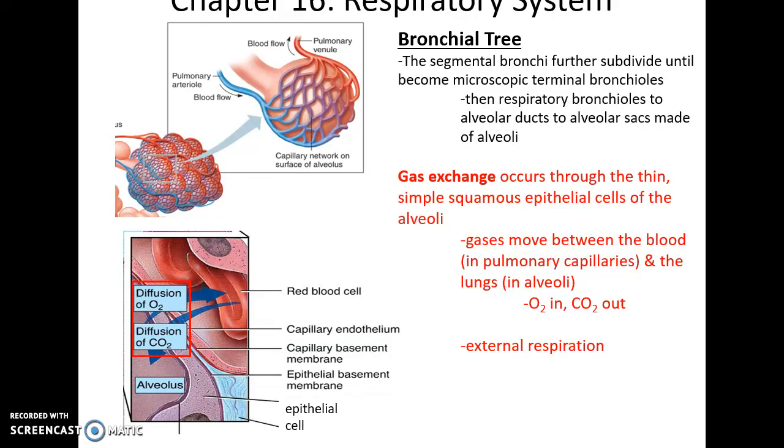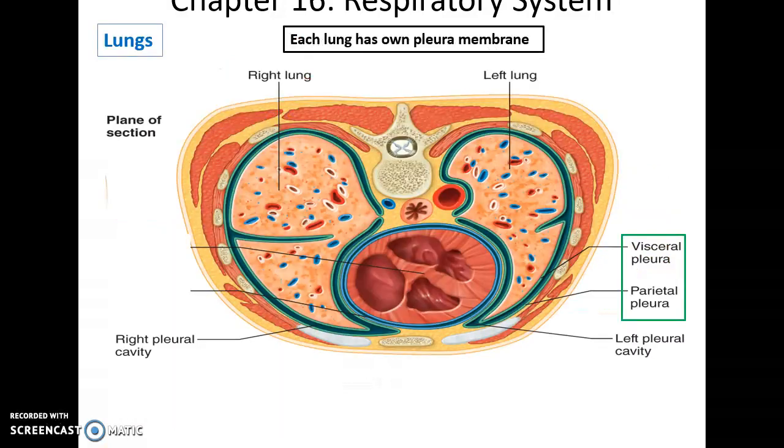Gas exchange occurs through the alveoli primarily, through the very thin walls made of simple squamous epithelial cells. Gases move between the alveoli and the pulmonary capillaries, which again are also super thin, simple squamous structures. Oxygen enters the bloodstream, carbon dioxide enters the air in the alveoli. And this again is external respiration.